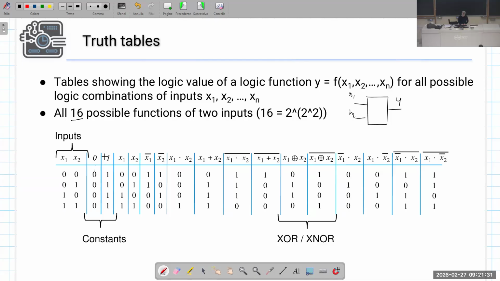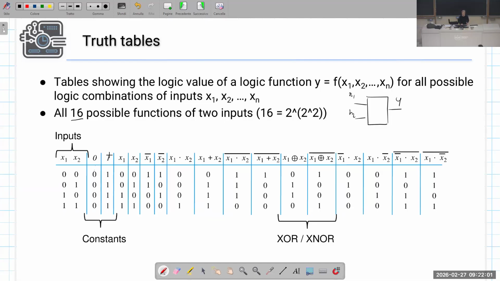The second and third column, yes, these are the identity functions, or the identity 0 and the identity 1. This is a very trivial combinational function in which the output is 0 no matter the values of the inputs. The second is another trivial combinational function in which the value of the output is 1 for any possible value of the input.